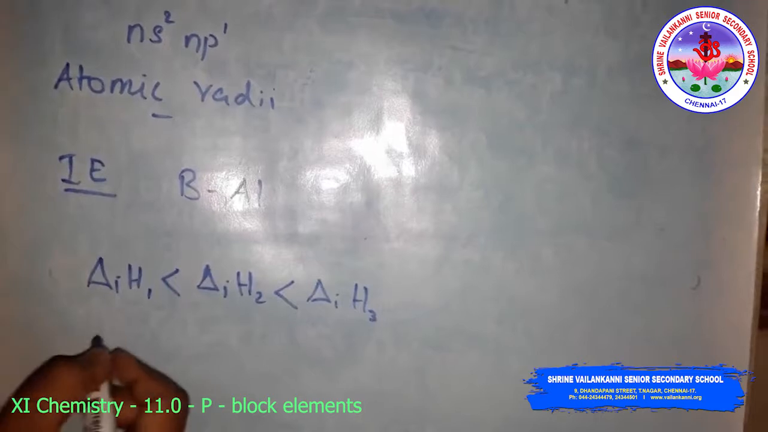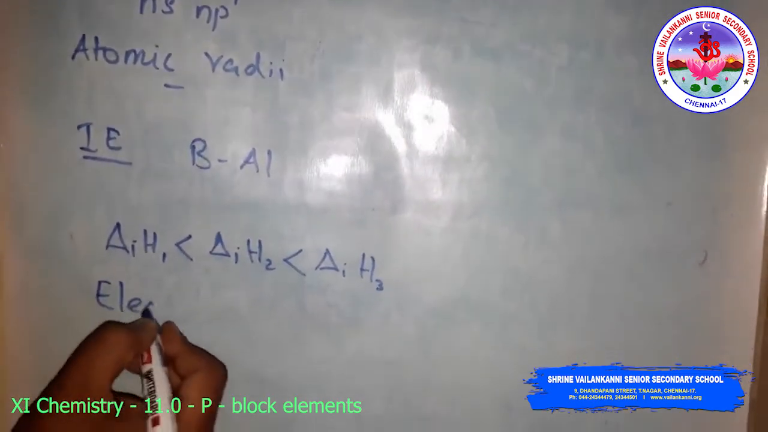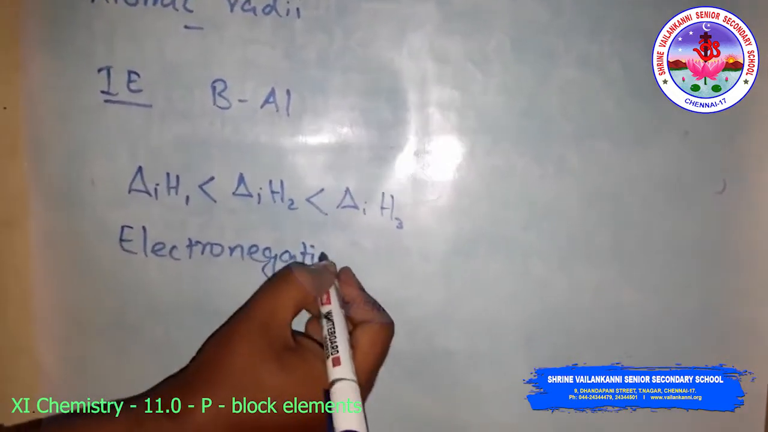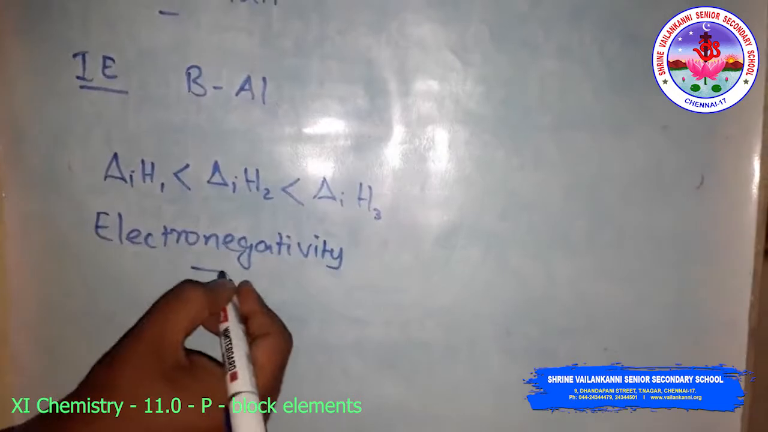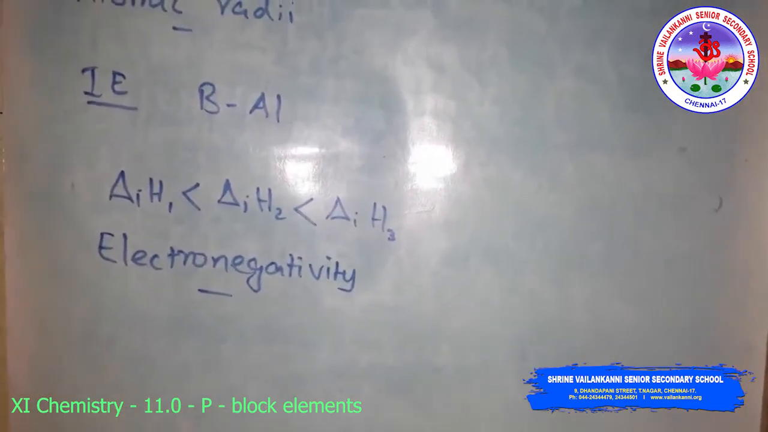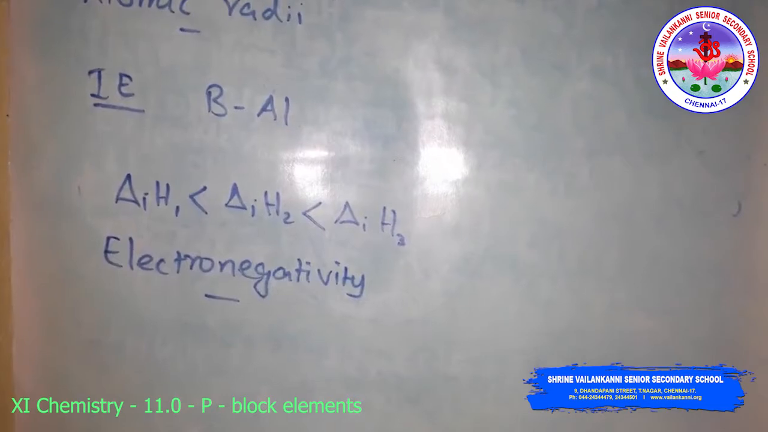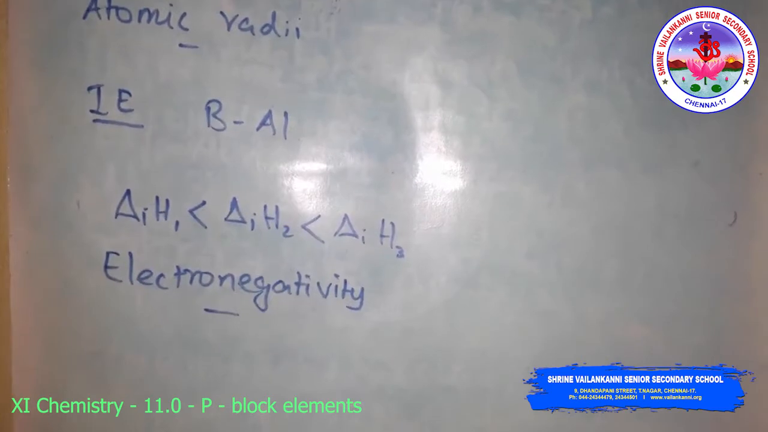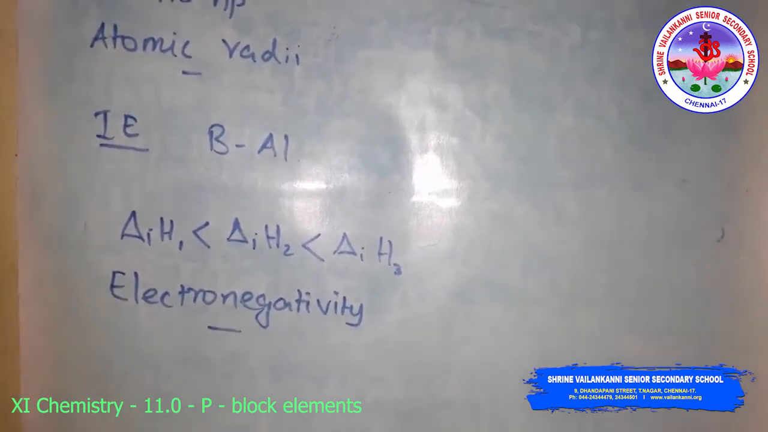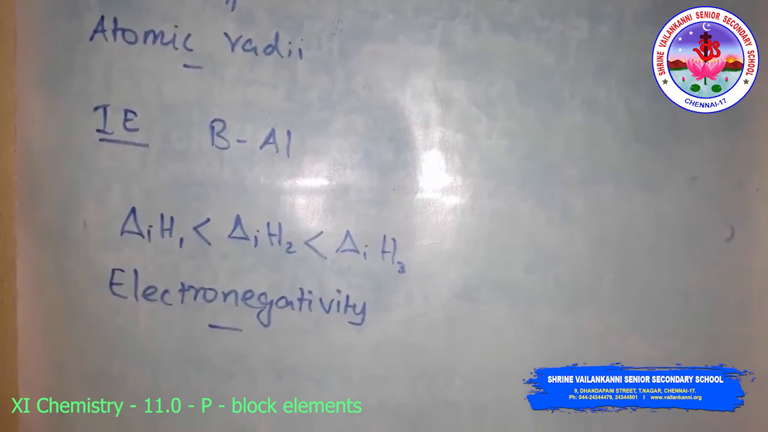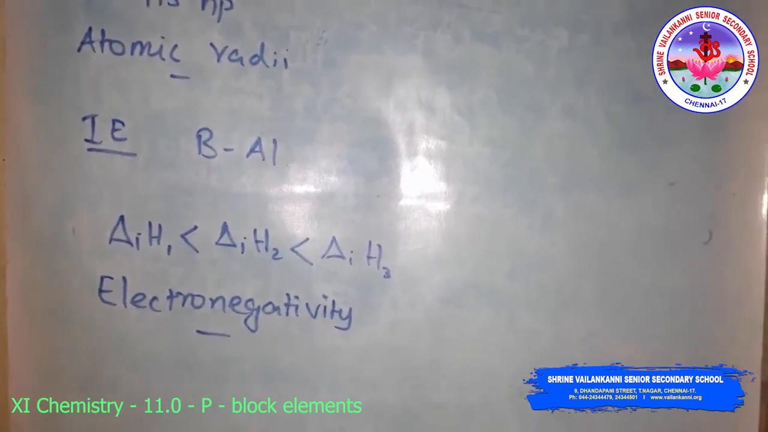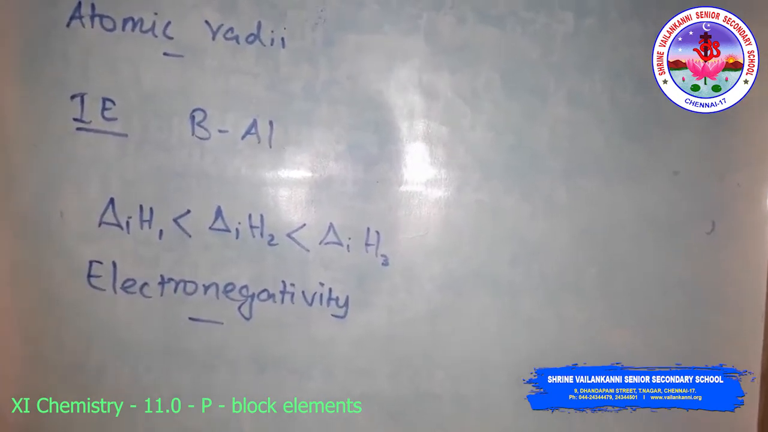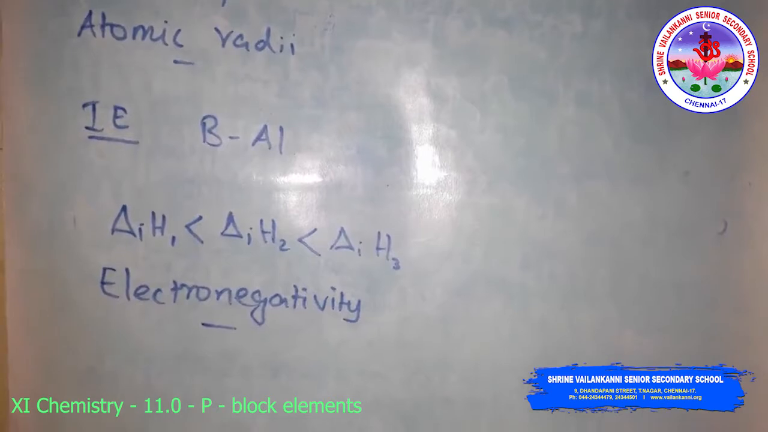Then the next is the electronegativity. Down the group, electronegativity usually decreases from boron to aluminum and then increases marginally, due to the discrepancy in the atomic size of the elements.